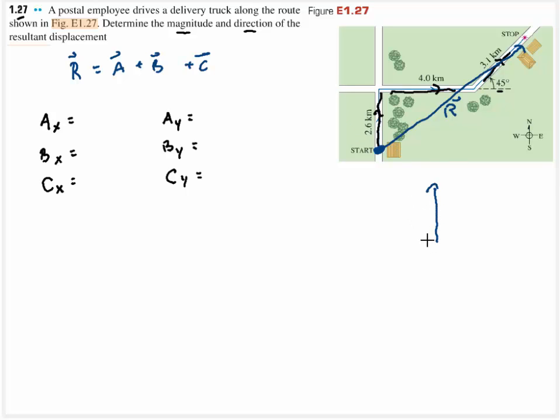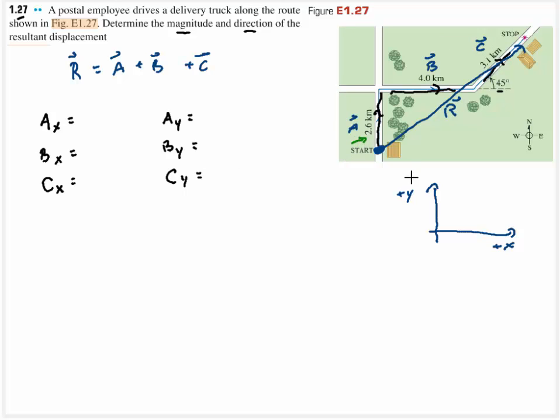So I'm going to define my standard xy. This is my positive x direction, this is my positive y direction. And I'll call this vector A, this vector B, and this vector right here C.